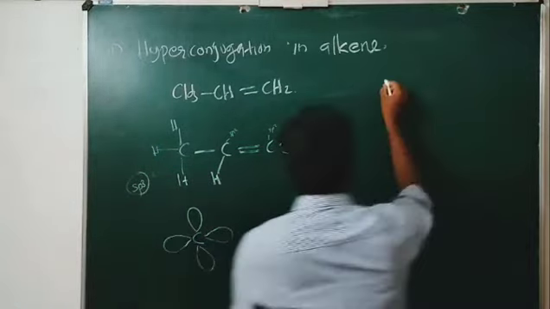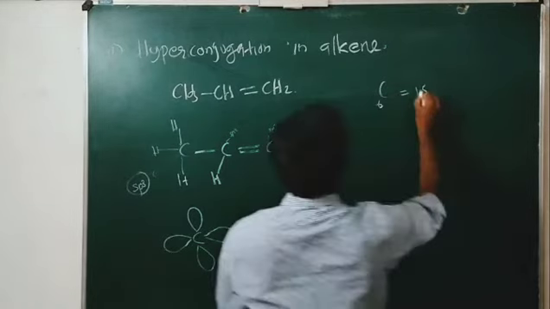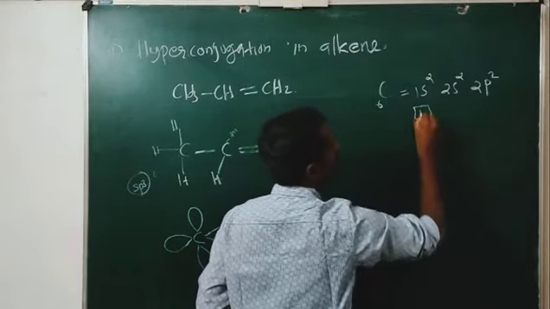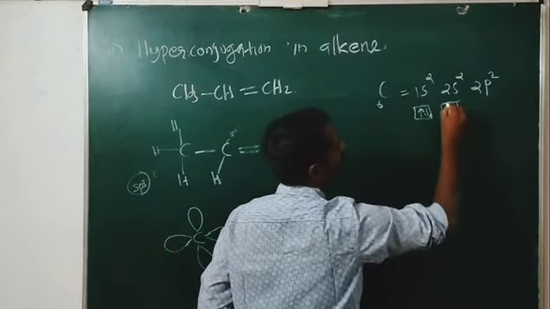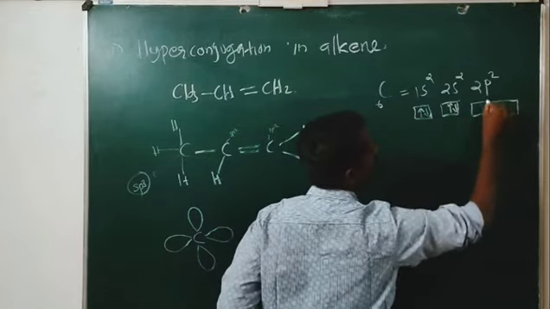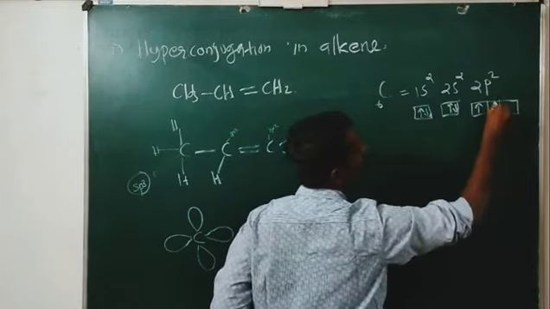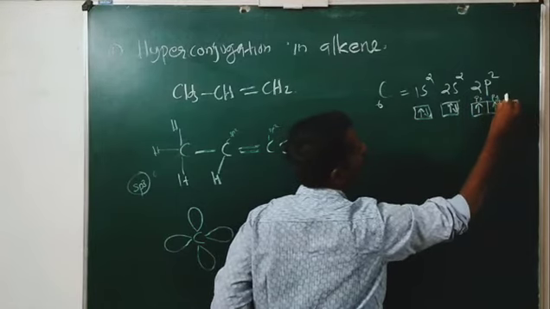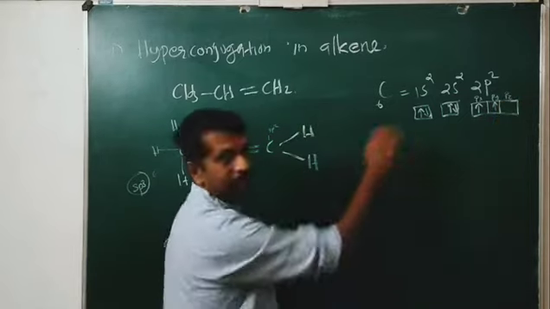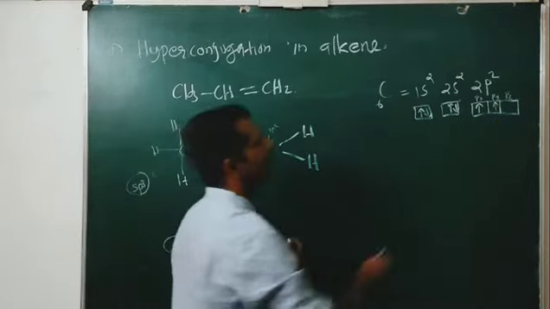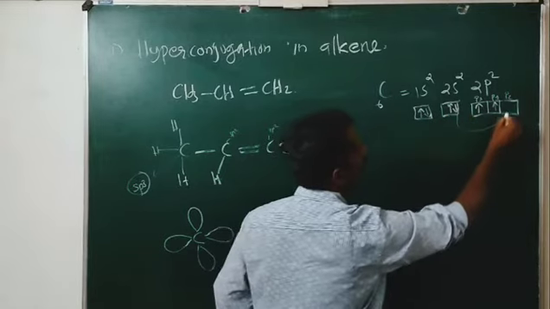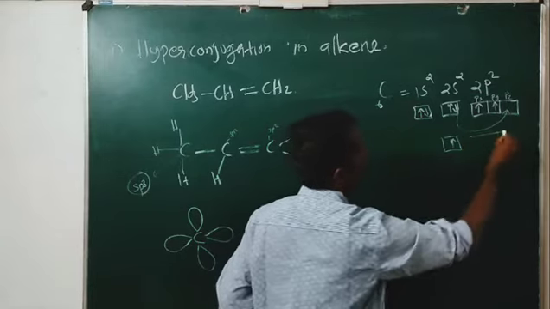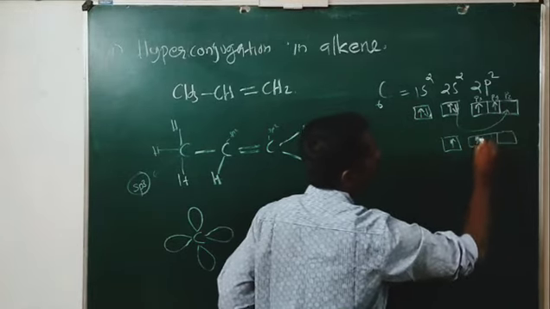Do you remember carbon, atomic number 6, electronic configuration 1s2, 2s2, 2p2? 2p2 means 2px1 and 2py1; this is 2px, this is 2py, and this is 2pz. This is the ground state electronic configuration. In the excited state, one of the 2s electrons is shifted to the vacant 2p orbital, so we get one electron in the 2s and three in the 2p.